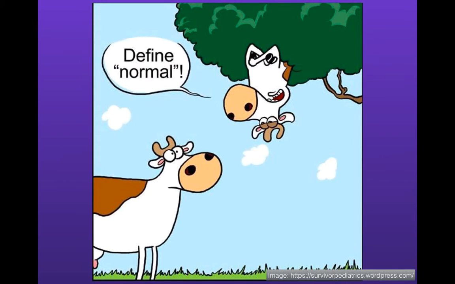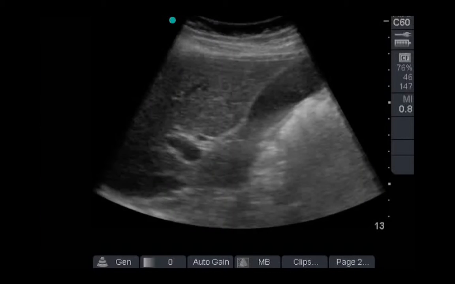So now that we've grossly identified the gallbladder, let's talk about the normal ultrasound images and which images are necessary to obtain for an adequate study. It's also important to be very familiar with these normal images so that we can later identify gallbladder pathology.